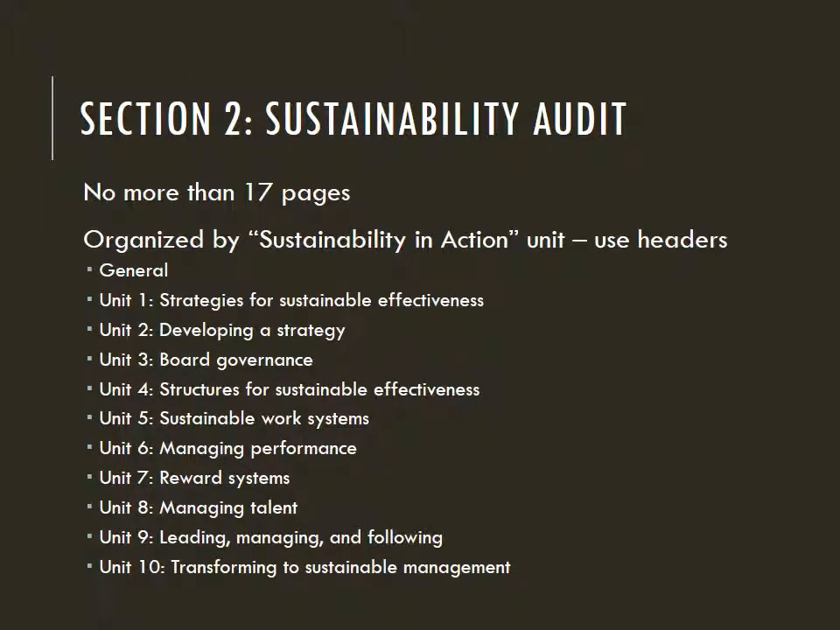The audit is the second part of your paper. It can't be more than 17 pages long. It has to be organized by each of the sustainability and action units. Please use headers, labels if you will. And make sure that on every page as you're writing, you've got at least 2 to 3 paragraphs, okay? But focus on, okay, Unit 1, what's our analysis? Unit 2, what's the analysis? Don't summarize. I'll have more to say on that in just a bit.